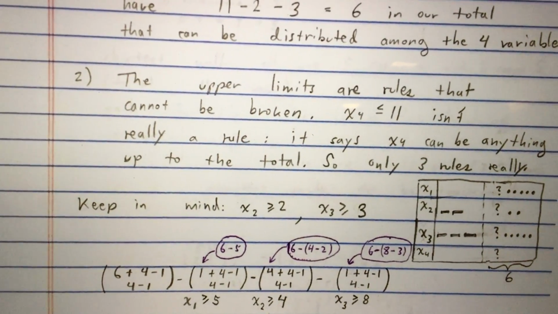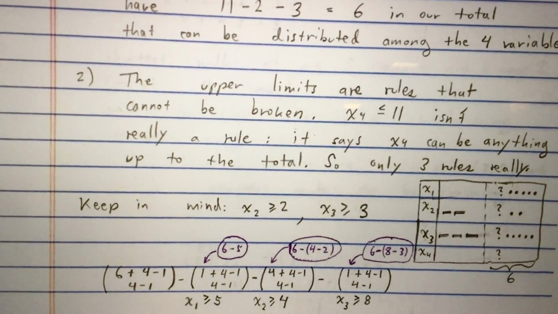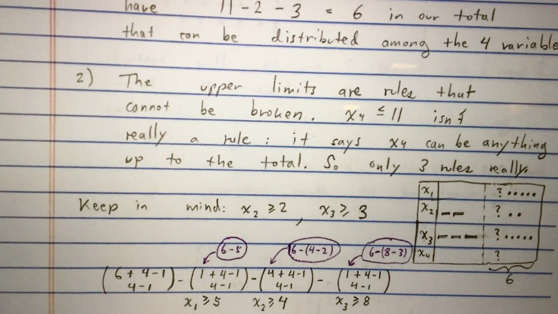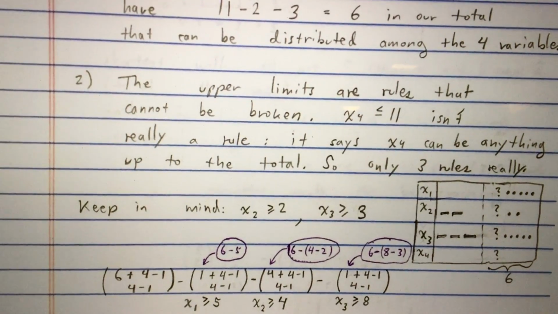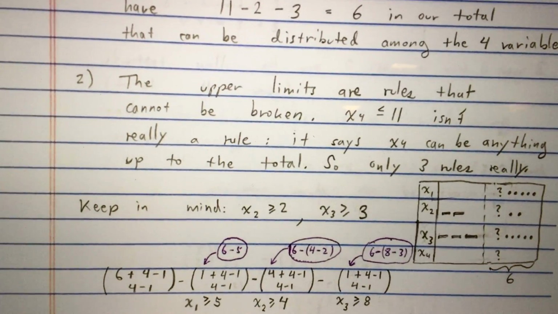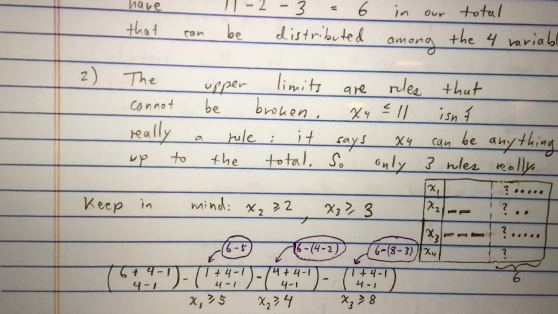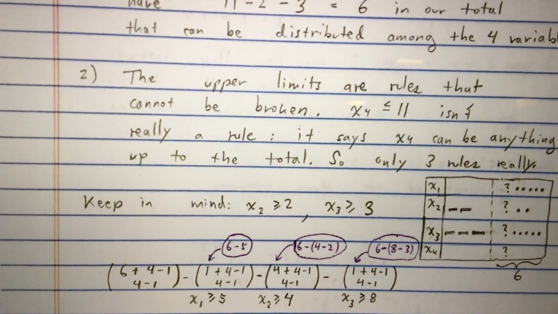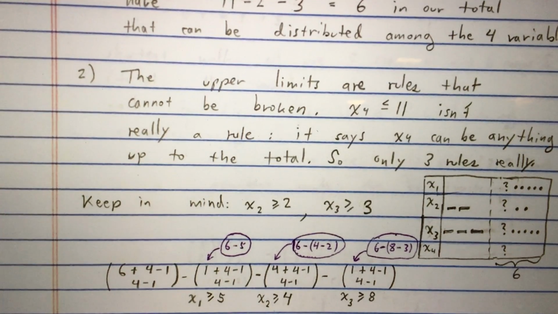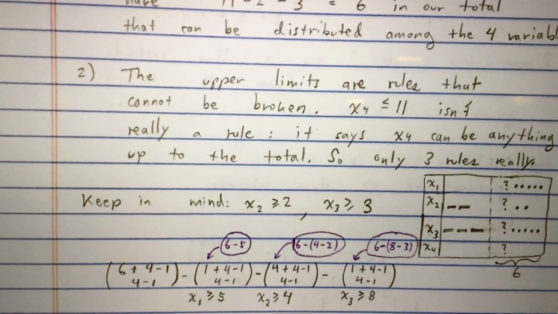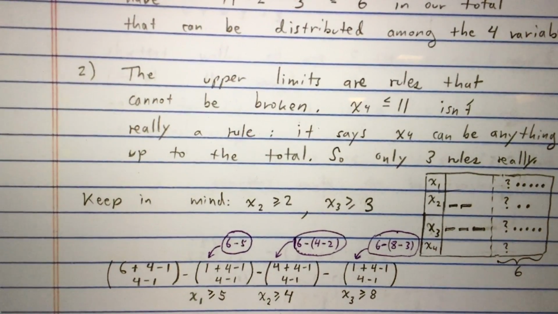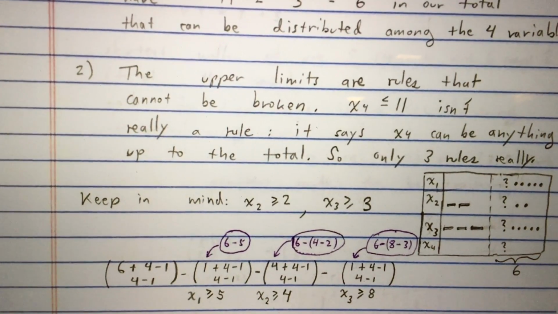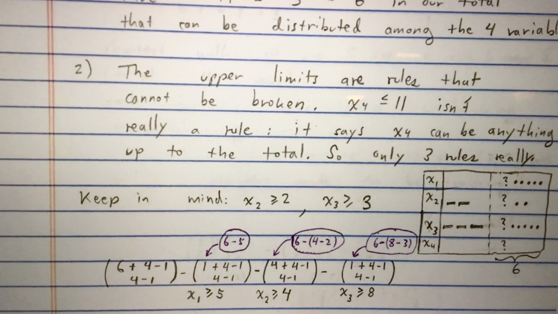So first off, we have to put in the total number of ways. After pre-allocating, there's a total of 6 plus 4 minus 1, choose 4 minus 1 ways to fill in those question marks. Then breaking one rule at a time, we need to subtract off the cases for breaking each of those rules. So the first one would be x1 greater than or equal to 5. That would break the rule. So I subtract off the 5 as if I put 5 in x1. And that means there's 1 left to allocate anywhere. So I'm left with 1 plus 4 minus 1, choose 4 minus 1.